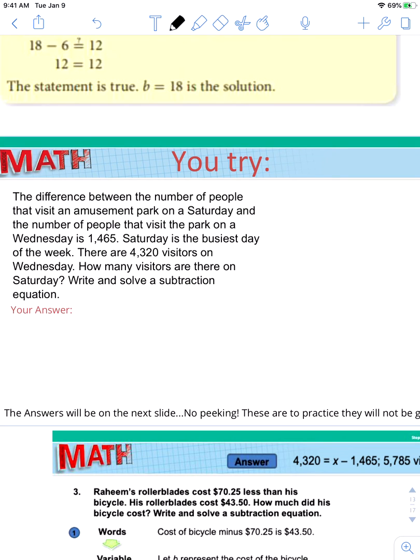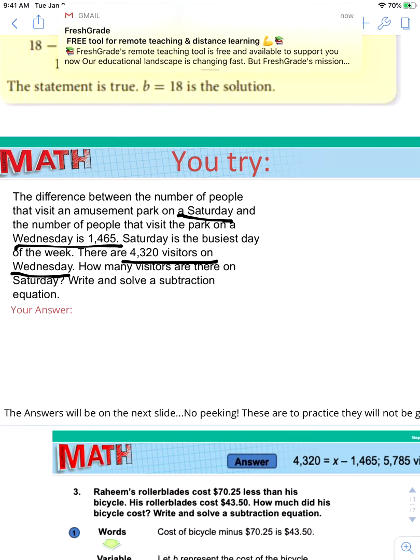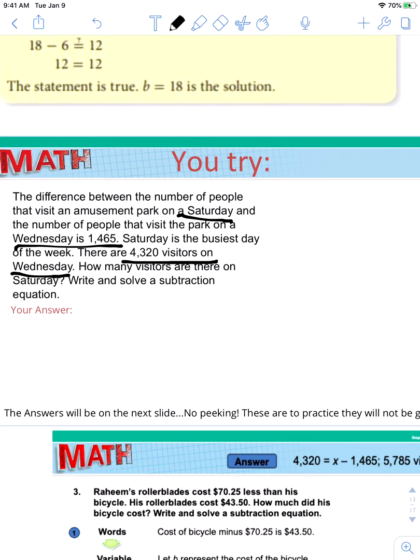So we look at our equation, and we see the difference between the number of people that visit the park on Saturday and Wednesday is 1,465. Saturday is the busiest day of the week. There are 4,320 visitors on Wednesday. How many visitors are there on Saturday? So we're also looking for the mathematical function. So the difference between the number of people that visit the amusement park on Saturday and on Wednesday is that.